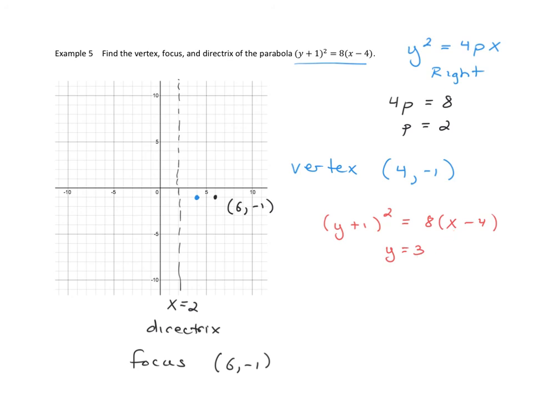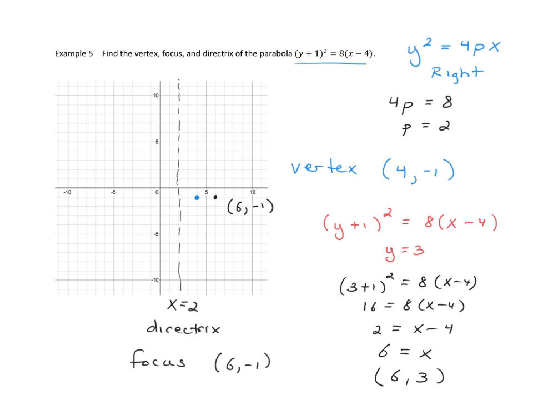Let's see if we can do that. If I plug in 3, you get 3 plus 1 squared is equal to 8 times x minus 4. As we just discussed, the left side is really 16, so 16 is equal to 8 times x minus 4. You can divide 8 to both sides, so you get 2 is equal to just x minus 4. And if you add 4 to both sides, you get that x is equal to 6. This means a second point on the equation is 6 for x and 3 for y. So that is 6 comma 3. That's this point right here.